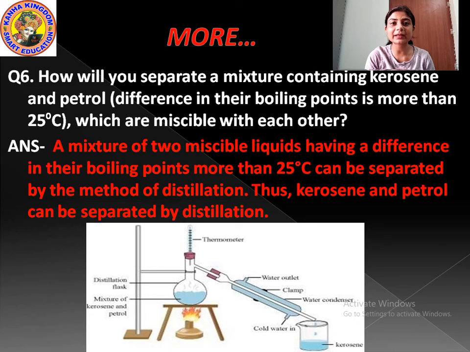How can it be separated? It can be separated by the method of distillation. Distillation is the process to separate two miscible liquids. Thus, kerosene and petrol can be separated by distillation. Can you see the picture? That is how the distillation process is done.